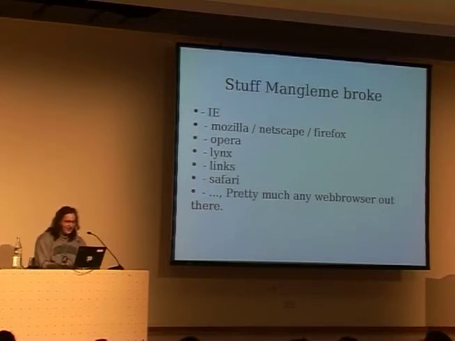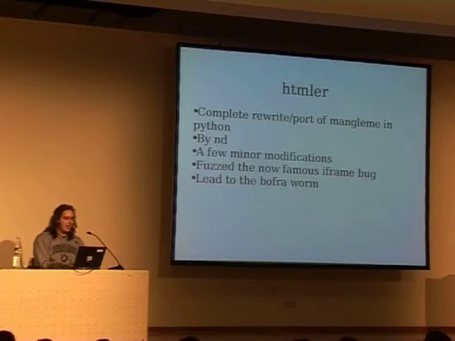Yeah. And then Andy made a port to Python. And he changed a few things, and he made it a little bit smarter than Mangle Me was. And so with a few minor modifications, he fuzzed the now very famous iframe bug in IE, which then led to some worm. The thing with these tools is that they're just scratching the surface. There's so much more that you can do with browser fuzzing.